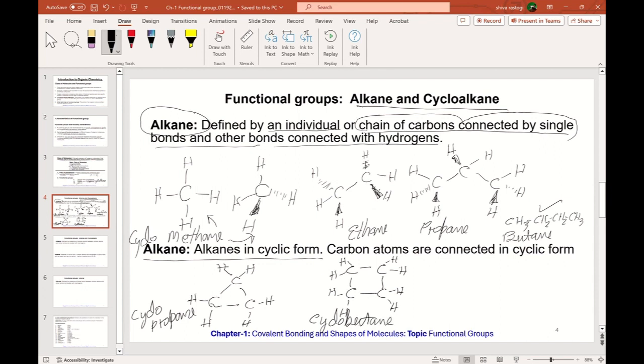And we can also draw these structures in this form. This is cyclobutane, and this is cyclopentane. In the same way, if we draw 5 corners, it means cyclopentane. And another, if we write 6 carbons, sorry, my handwriting is not very good, so I have to remove this.